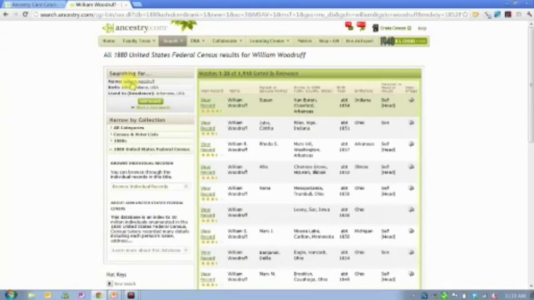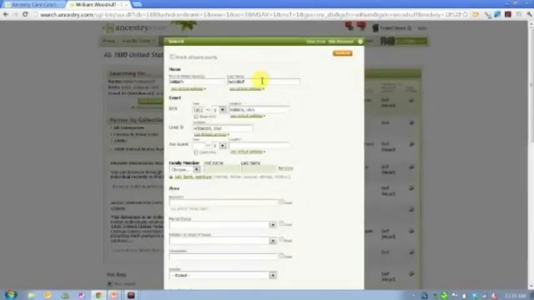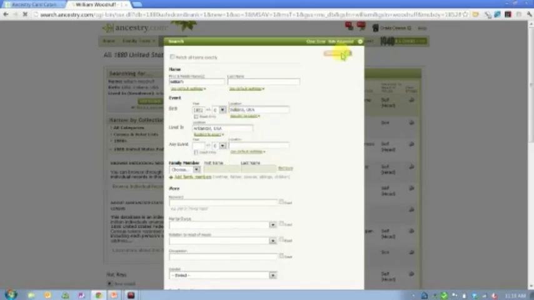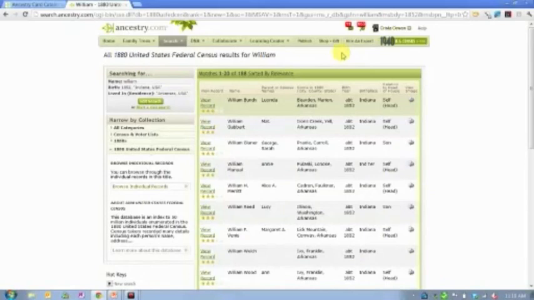So I would recommend that you just remove this last name and then maybe mark things like where you expect them to be living and where you expect them to have been born. Mark those exact and do a search and see what comes up. You'll see I only have 188 search results. Now I could narrow that further by specifying a county or by narrowing that birth year a little bit more if 188 search results was too many for me.